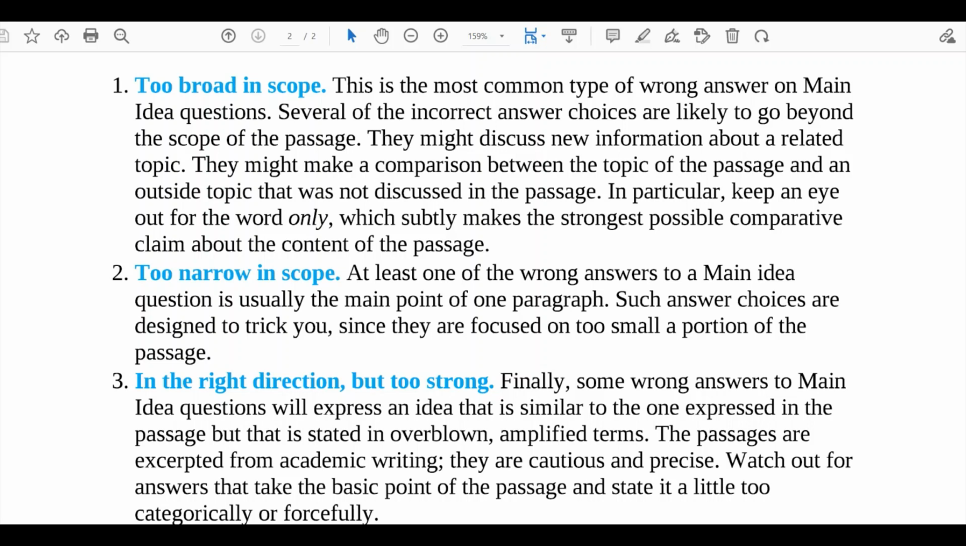Third, in the right direction but too strong. Finally, some wrong answers to main idea questions will express an idea that is similar to the one expressed in the passage, but that is stated in overblown, amplified terms. The passages are excerpted from academic writing. They are cautious and precise. Watch out for answers that take the basic point of the passage and state it a little too categorically or forcefully.